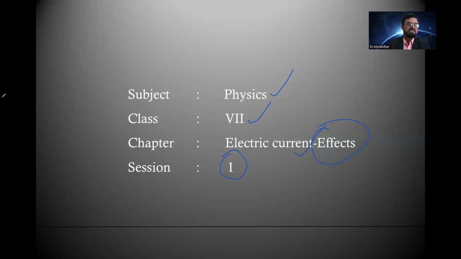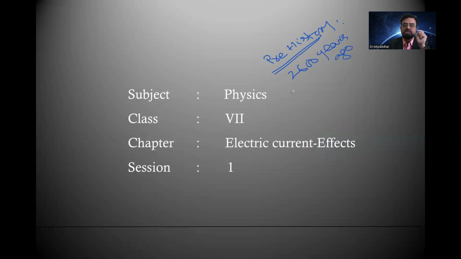Okay. So first of all, before going directly to the topic, let me explain the prehistory of electricity, right? The word electricity is derived from 2600 years ago. The word electricity was introduced 2600 years ago by a Greek philosopher named Thales.